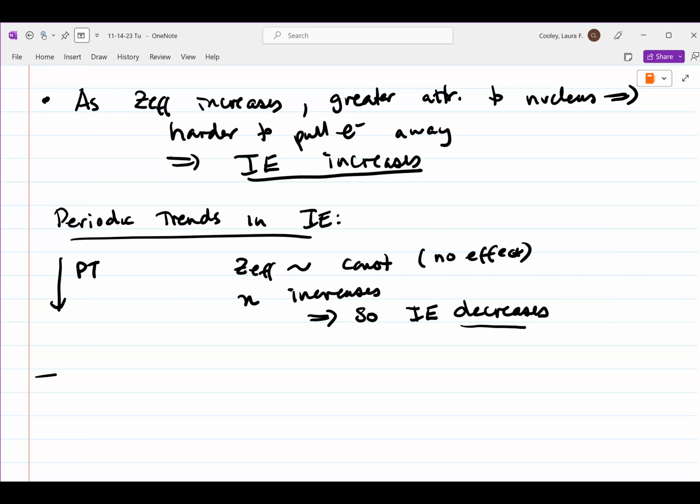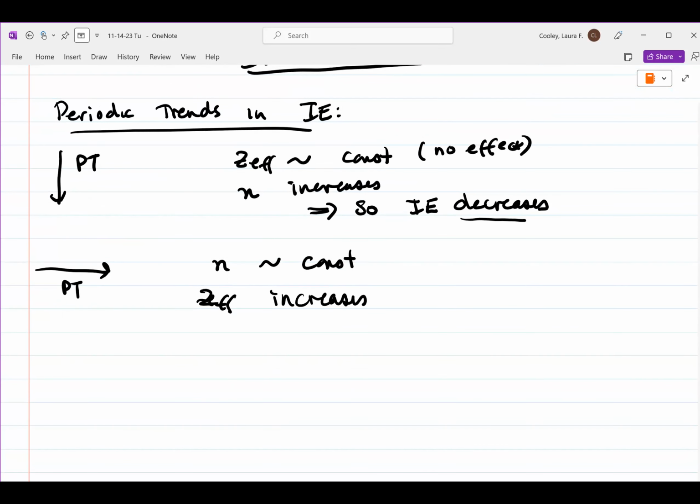Okay. As you go across the periodic table, what happens to N? It's more or less constant. What happens to Z effective? It increases. So if Z effective increases, that's pulling the electron more strongly. So the ionization energy, the energy needed to pull that electron away, is greater. Okay.